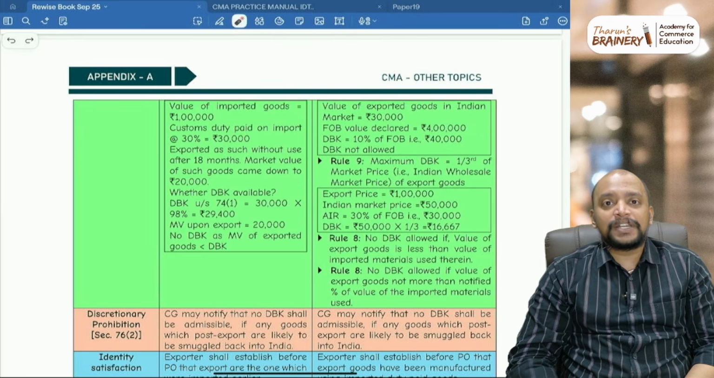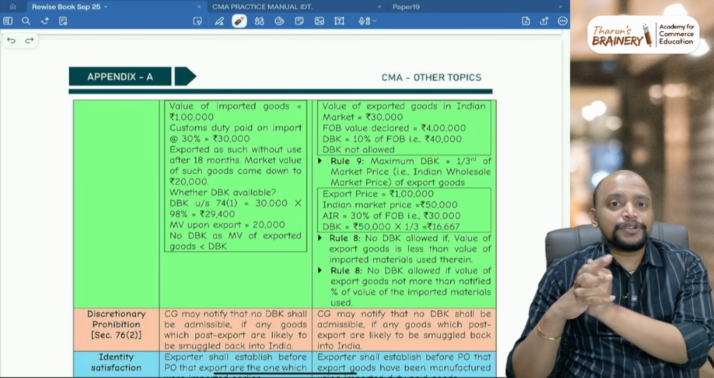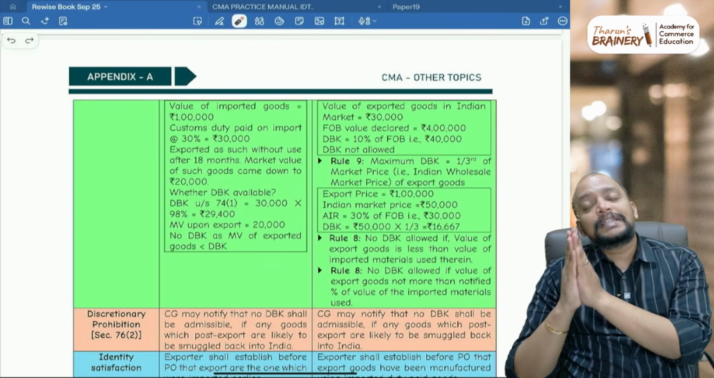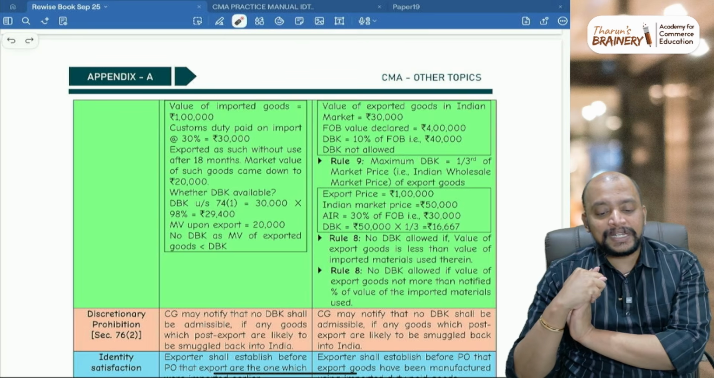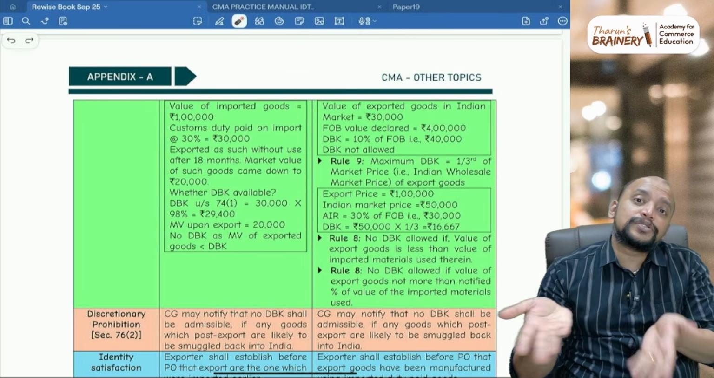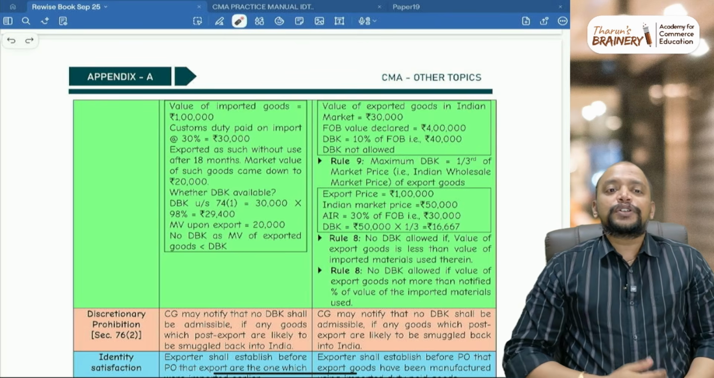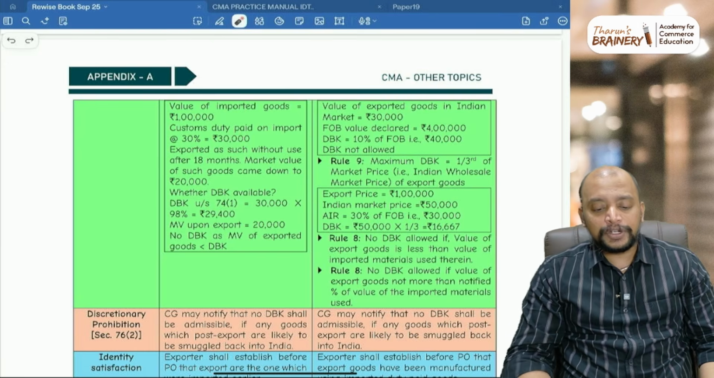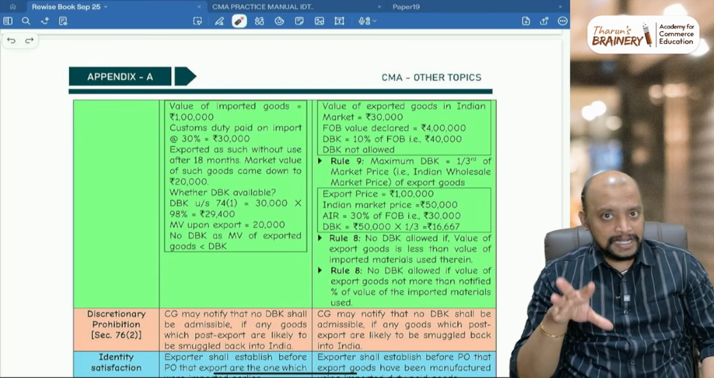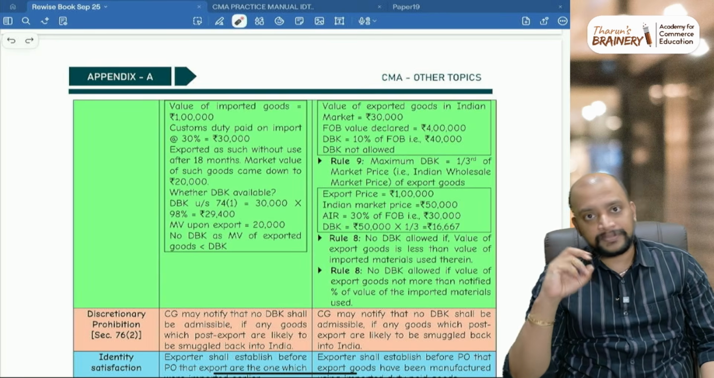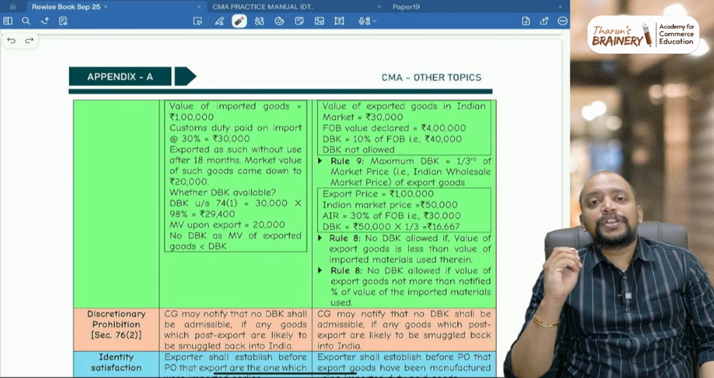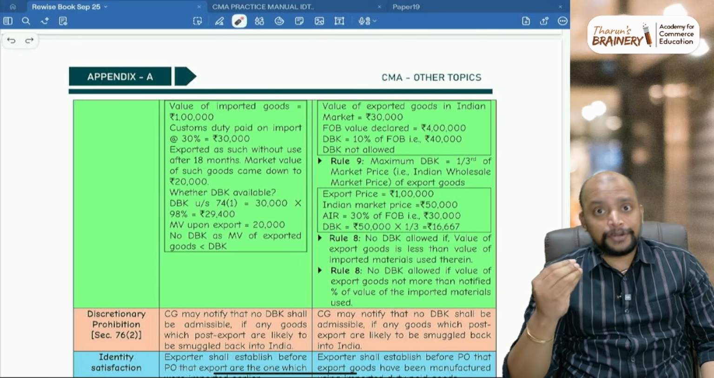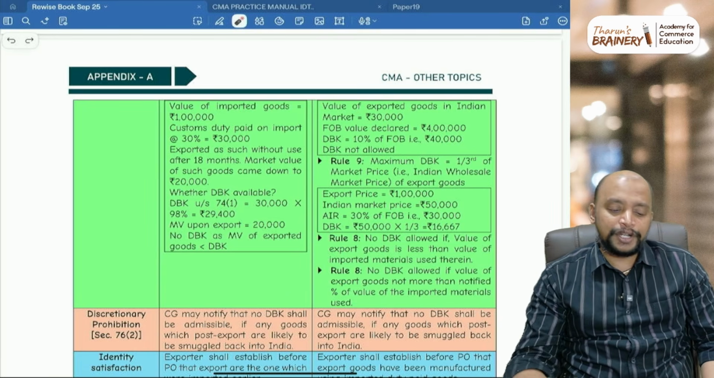Whether duty drawback is available in this case? First, for imported goods exported as such without use, the duty drawback is 98% of customs duty paid on import. That is 30,000 into 98%, which is 29,400. But the market value is only 20,000, so no duty drawback. Why not? Because the market value of the exported goods is less than the amount of duty drawback. So duty drawback will not be given in this case. These are the two restrictions for Section 74. First restriction, if the duty drawback is less than 50. Second restriction, if the market value of the exported goods is less than the amount of duty drawback.